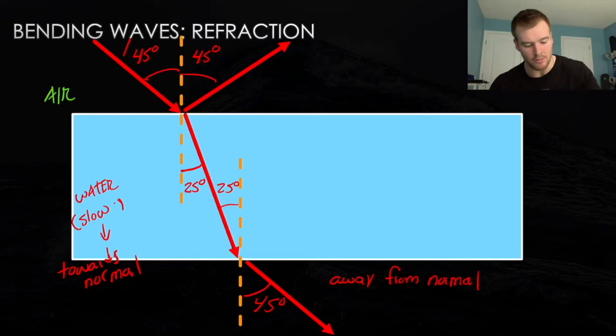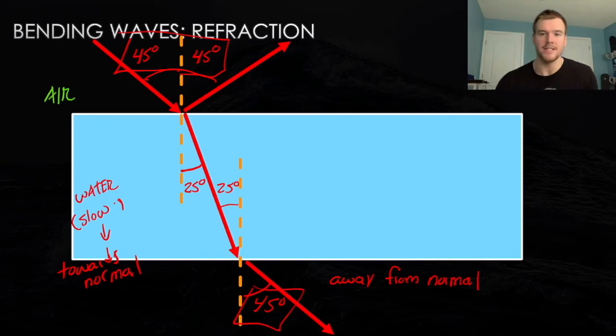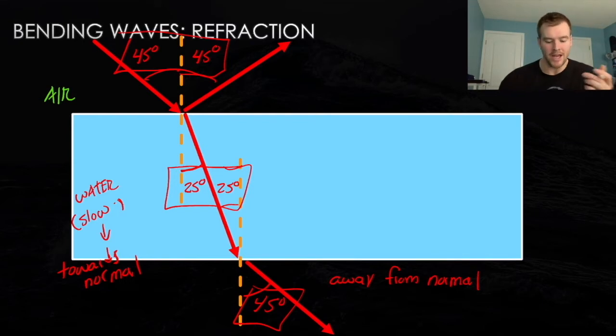Notice that when things are being reflected, they have an equal angle. When they're in the same medium going at the same speed, they have the same angle. And when they're traveling slower, they bend towards the normal to a smaller angle. And we can see also that it bent away from the normal when it went back to going faster.